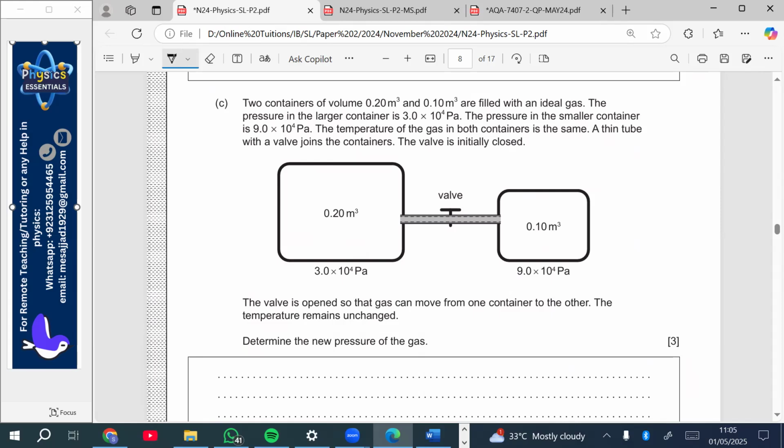Two containers of volume 0.2 and 0.1 are filled with an ideal gas. The pressure in the larger container is 3 into 10 to the power 4 pascals. The pressure in the small container is 9 into 10 to the power 4. The temperature of the gas in both containers is the same. A thin tube with a valve joins the containers. The valve is initially closed. Okay. The valve is opened so that the gas can move from one container to the other.